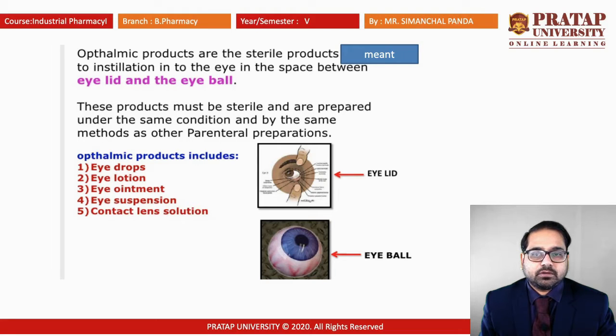The ophthalmic preparations generally come under the sterile products. So this product must be sterile in nature, and they may be prepared under the same conditions and by the same method as the parenteral preparations. The ophthalmic preparations may be eye drops, eye lotion, eye ointment, eye suspension, contact lens solution. This may be a solid, a liquid, or a semi-solid in nature depending upon the medication. The eyeball is described here in this diagram and the eyelid is shown in the diagram.